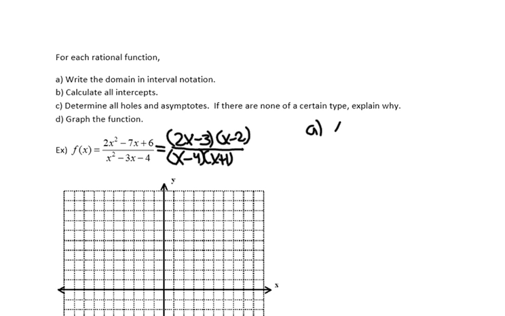So for part A, x cannot equal 4, and x cannot equal -1. So I can draw this on a number line very quickly. And again, I should have 3 different intervals for this with a domain. Okay. So my domain is this.